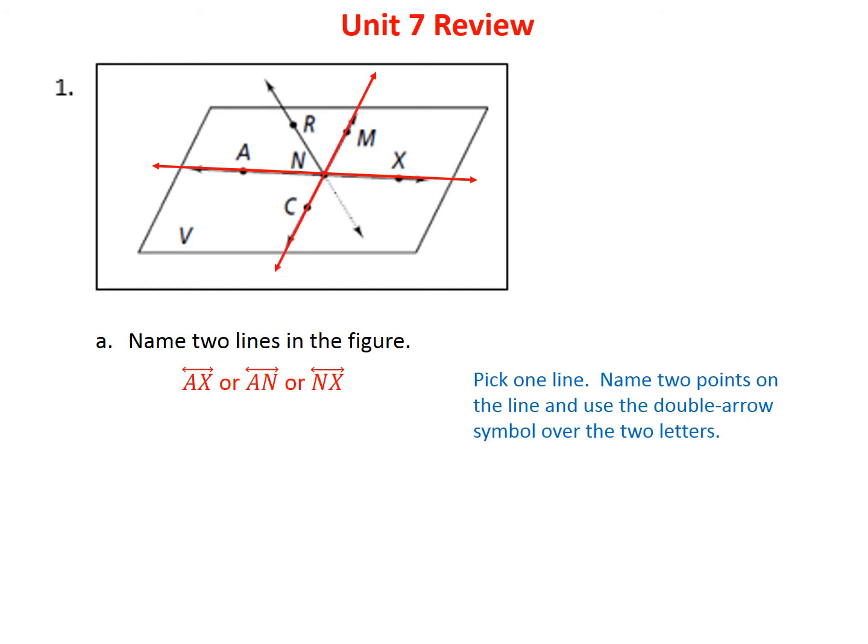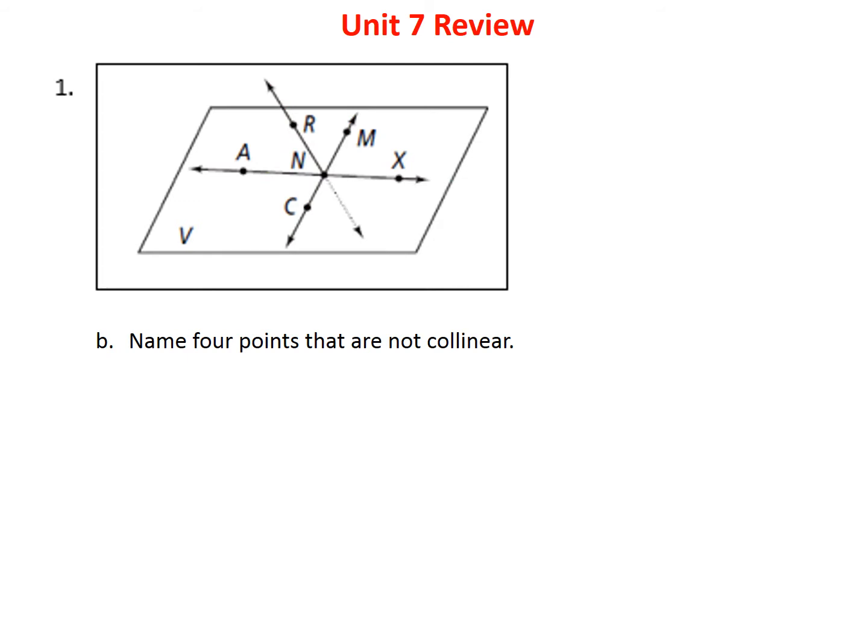If I pick a different line here, my letters are C, N, and M, and so my possibilities are CM, CN, NM, and obviously the reverse of them all. And finally, there's the line that goes through the plane, and it only has 2 letters, so my choices are RN or NR.